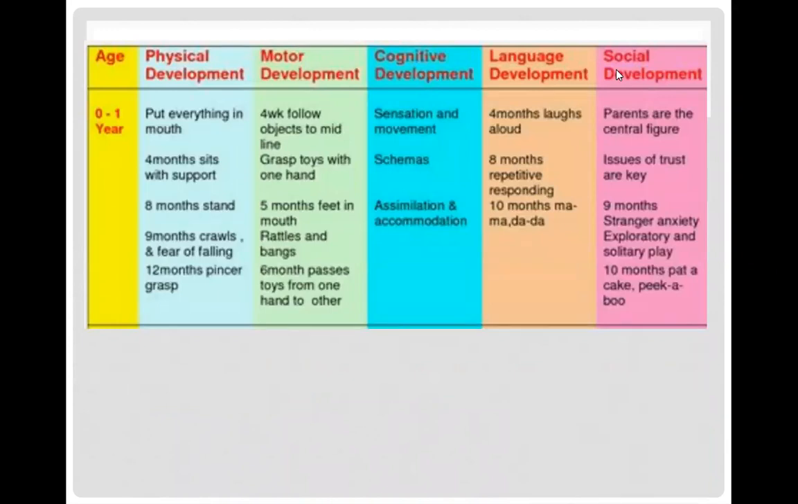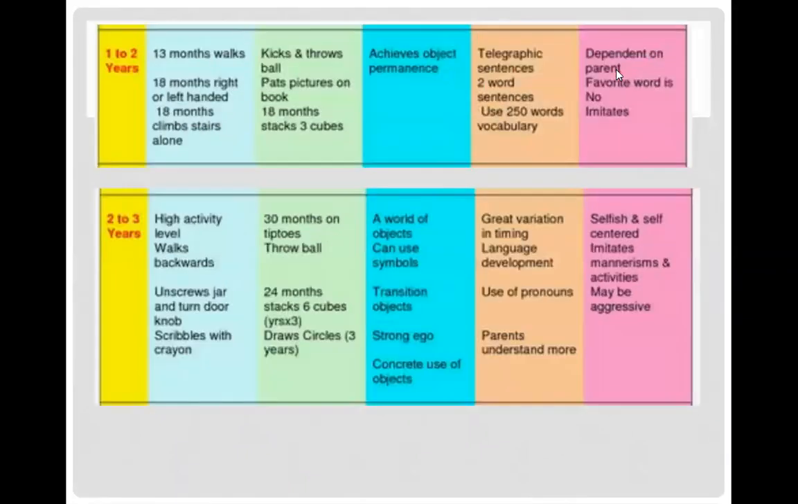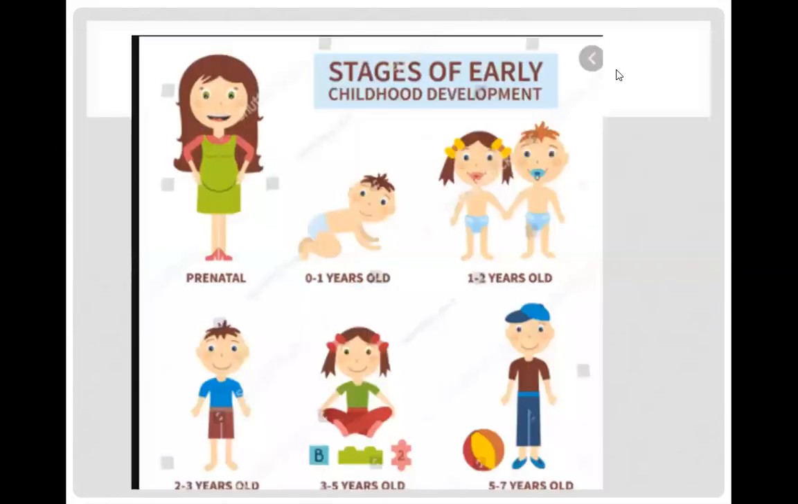Right. 0 to 1 years. Some of their physical movements, motor development, cognitive development, language development, and social development, all these are given here. Although these charts are there, I will discuss this one by one. So you can see these things, right? Stages of child development, you can see, right? Prenatal means before the child is born, right? Then 0 to 2 years.